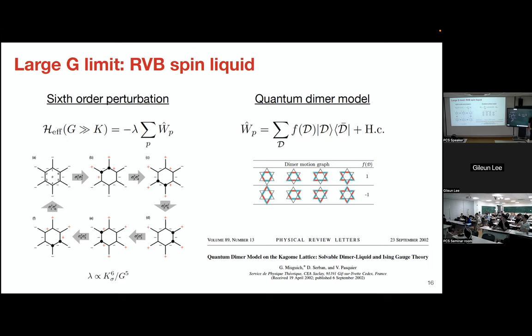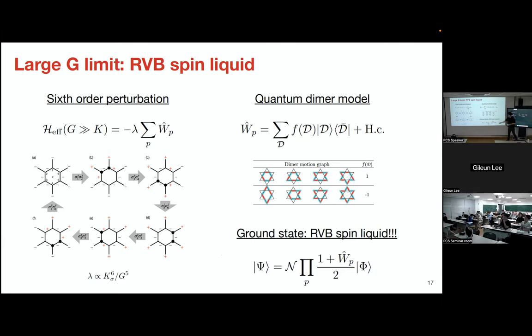Like this. I know it's kind of abstract notation, but essentially this is what it is. Anyways, so this is the effective Hamiltonian, and this Hamiltonian can be solved exactly. The ground state is just given by this.